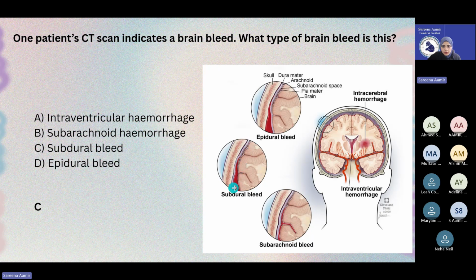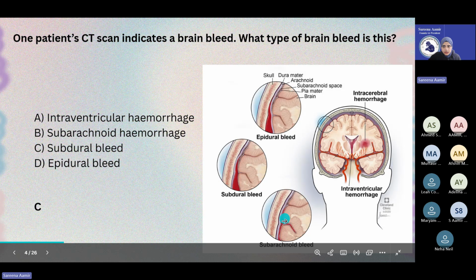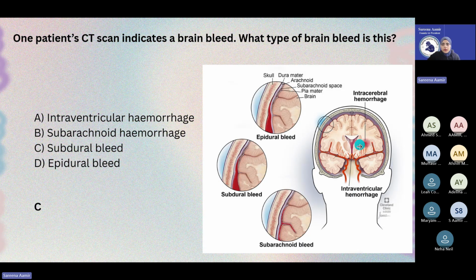So between these two parts, this is known as the subdural region, but here this is known as the subarachnoid region. An intraventricular hemorrhage is basically when there are parts of your brain known as ventricles, and they are there for the movement of CSF. CSF is cerebrospinal fluid, and so that's what the ventricles are for. And so intraventricular means that there is a brain bleed around in that area.